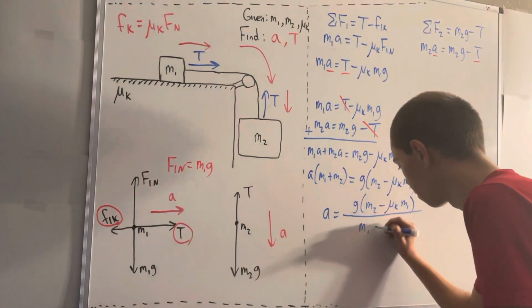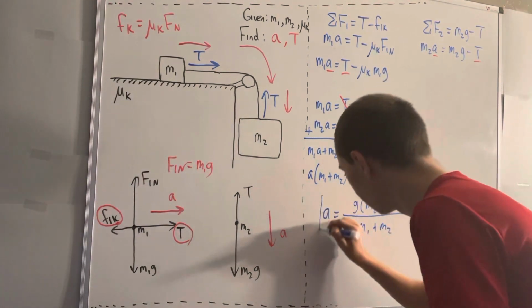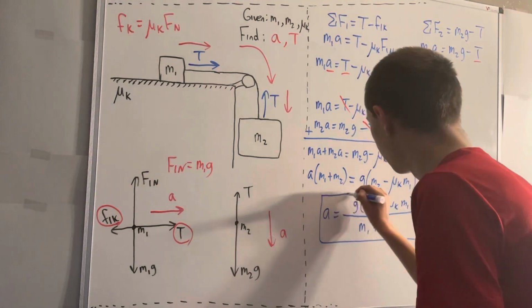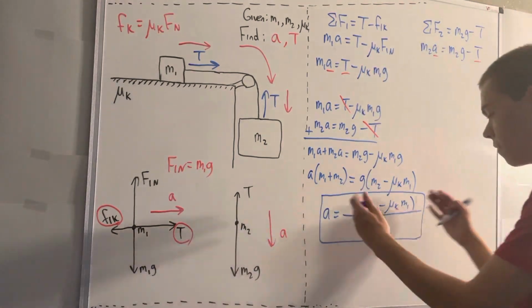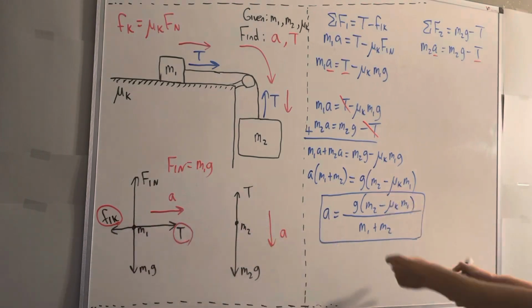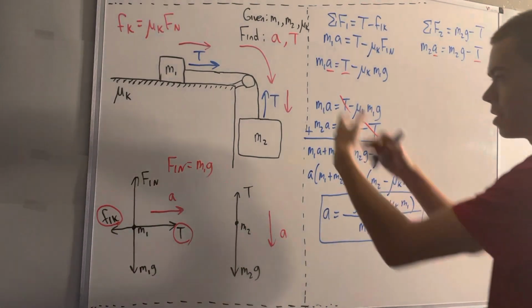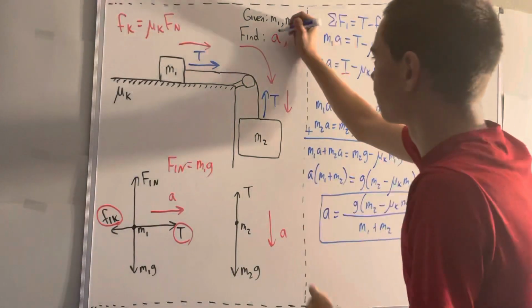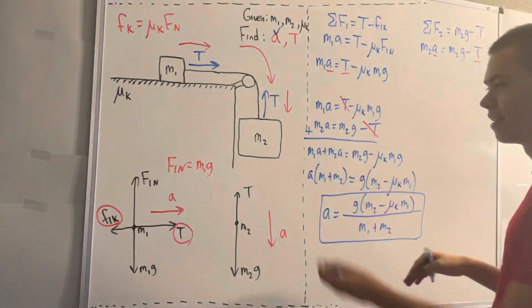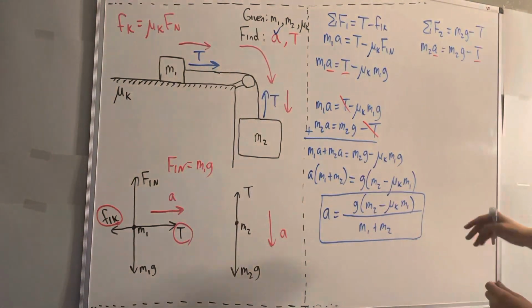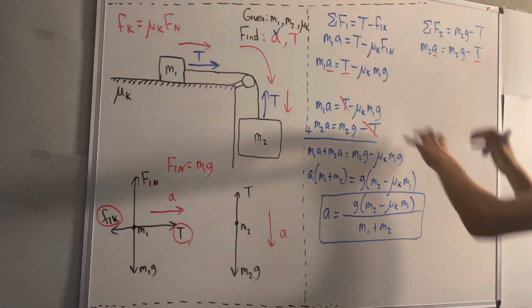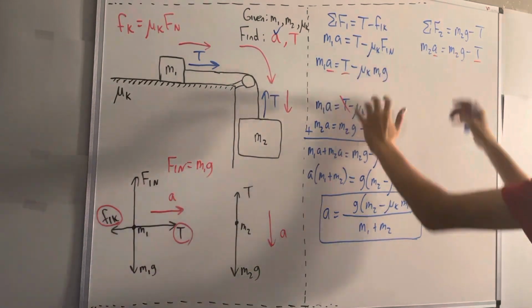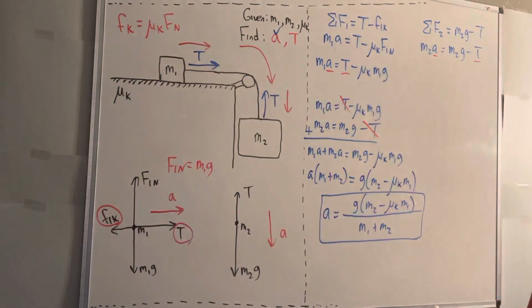So this right here would be the acceleration of the system. That's basically the idea. And so we found the acceleration of the system. Now we could find the tension in the rope, right? Because basically we just have to go back to one of our original equations, substitute what we have for acceleration, and then we have tension.